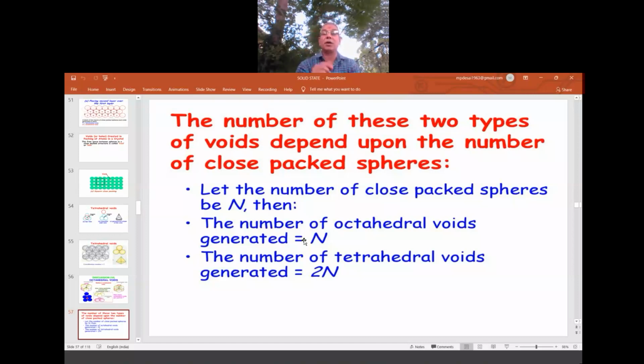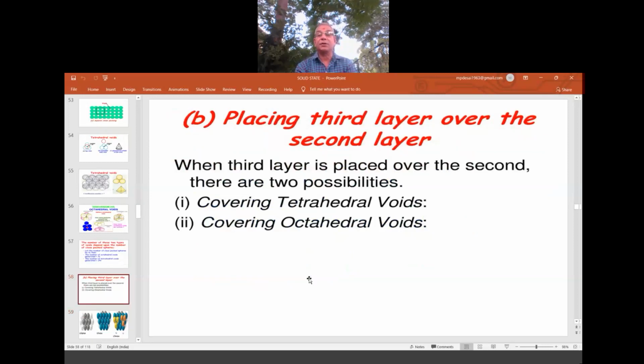The number of octahedral voids is equal to the number of particles going for the packing, and the number of tetrahedral voids is twice the number of particles going for the packing. Symbolically, let the number of close packed spheres be n, then the number of octahedral voids is equal to n, and the number of tetrahedral voids is equal to 2n. Remember this, because we will use this knowledge for the calculation part in our forthcoming sessions after the completion of this chapter. We start some selected numericals.